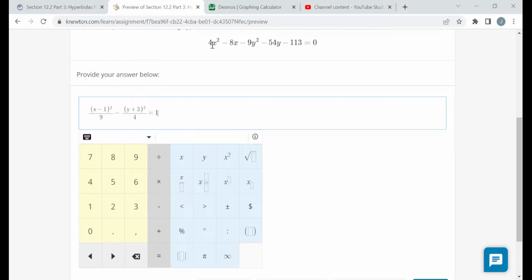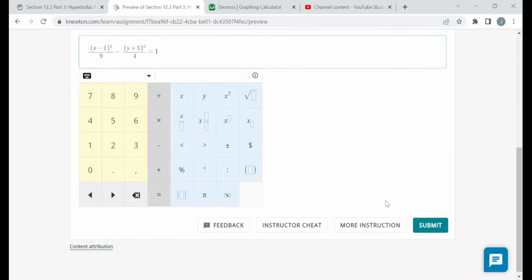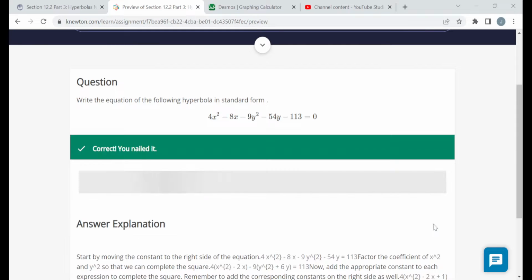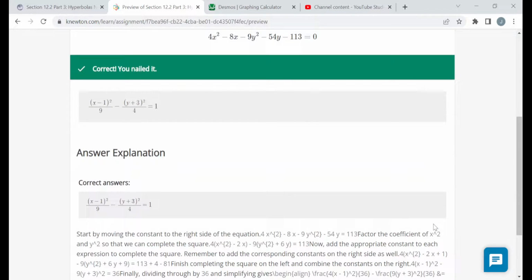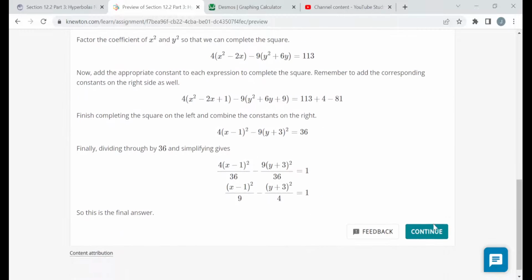And again, you can go to Desmos, graph the first equation, graph this equation, and you'll see that they're the same exact graph, the same hyperbola. At least they should be. Alright.